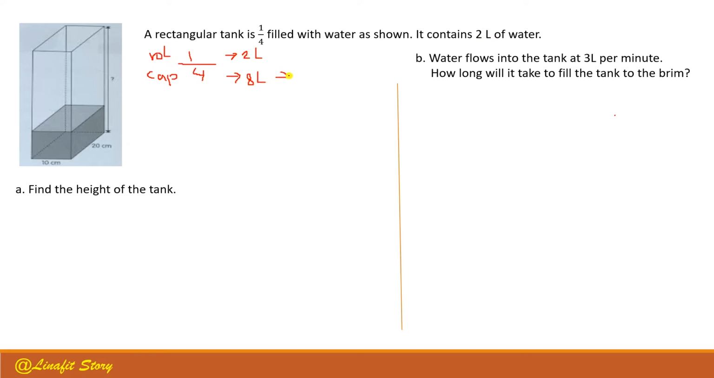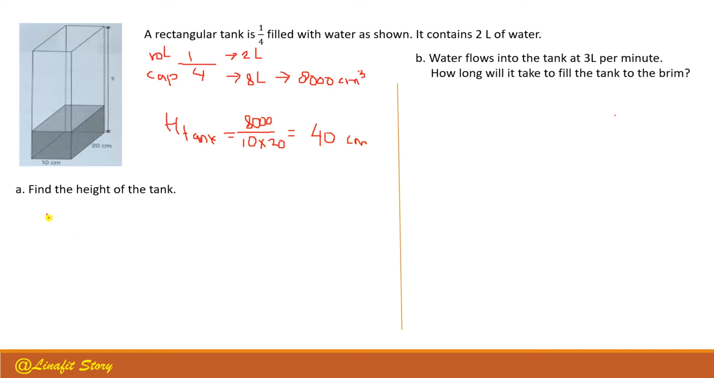Convert 8 liters into cubic cm. Is equal to 8,000 cubic cm. So to get the height is 8,000 divided by the length is 10, the breadth is 20. So 8,000 divided by 200 is equal to 40 cm. And then the second method.